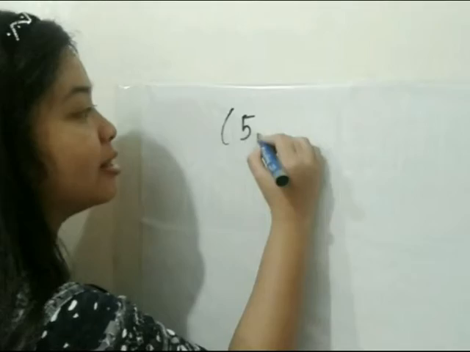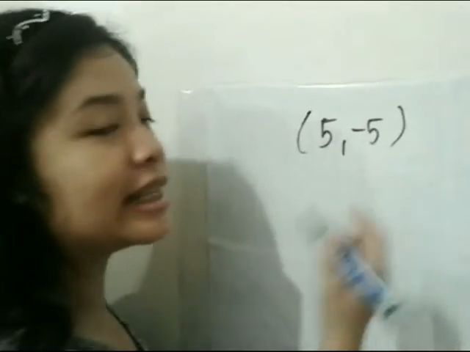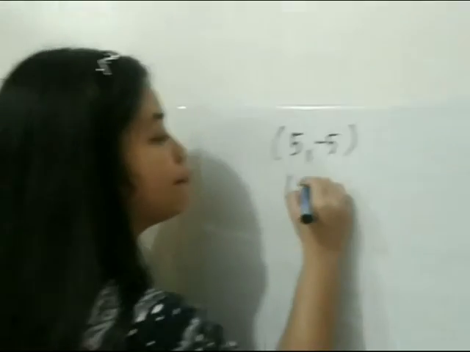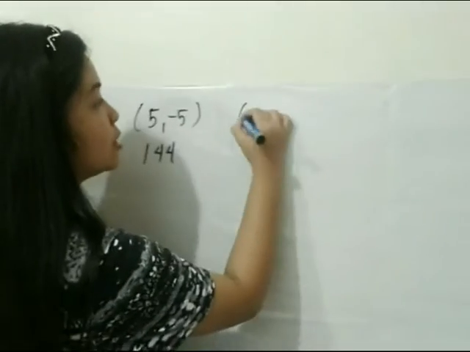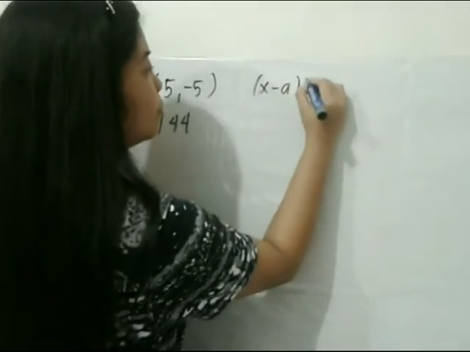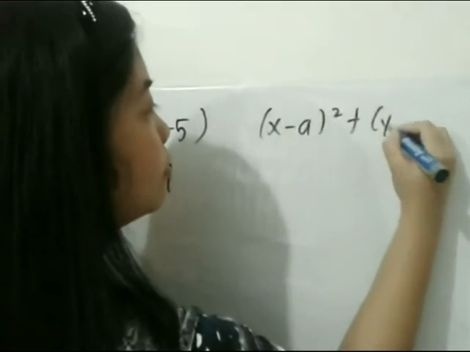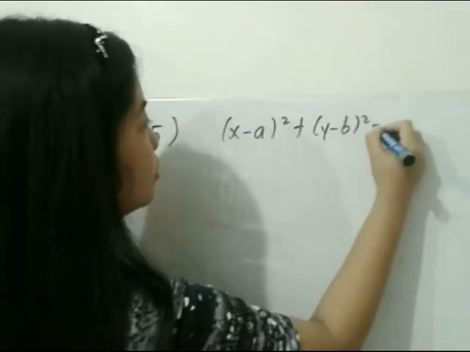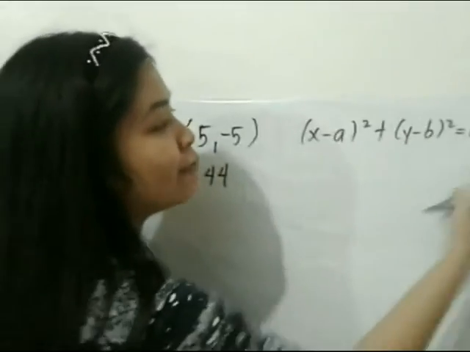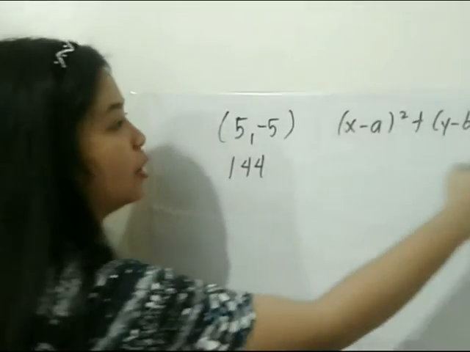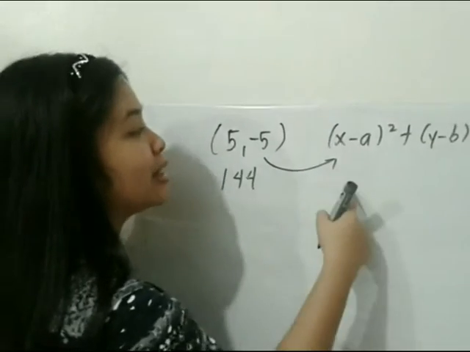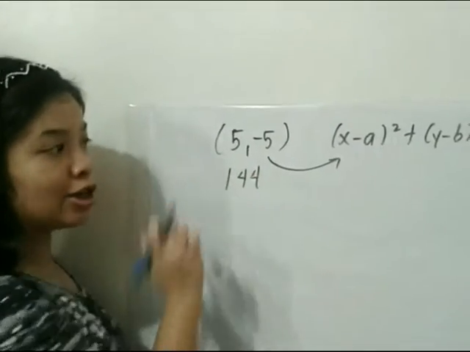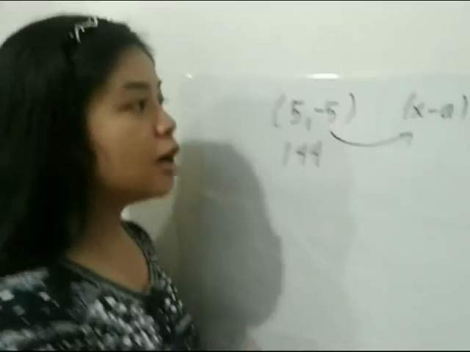Let's say that the center of the circle is at (5, -5), and its radius is 144. What do we do again? We use the formula, of course. Why are we using this formula again and not the other one? To make it clear to you again, it's because the center of the circle is not at the origin.